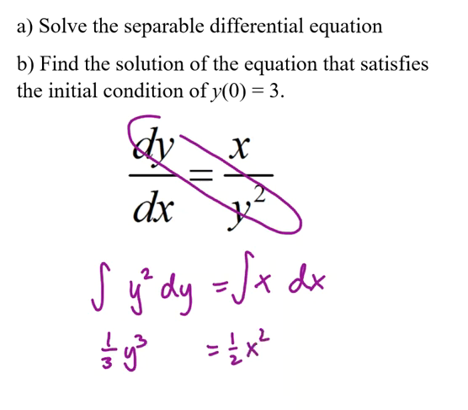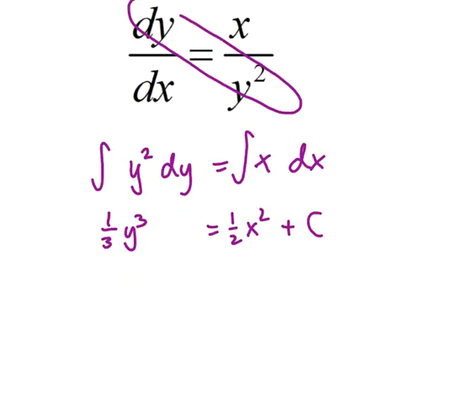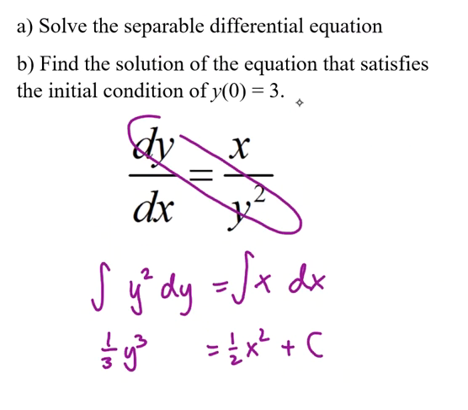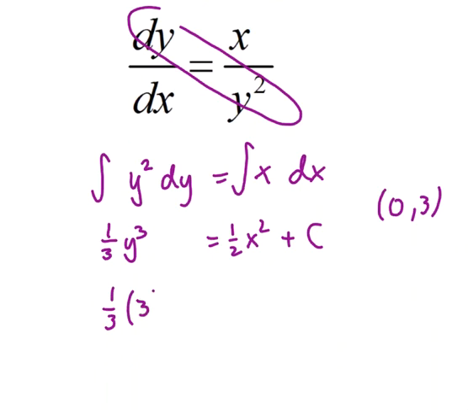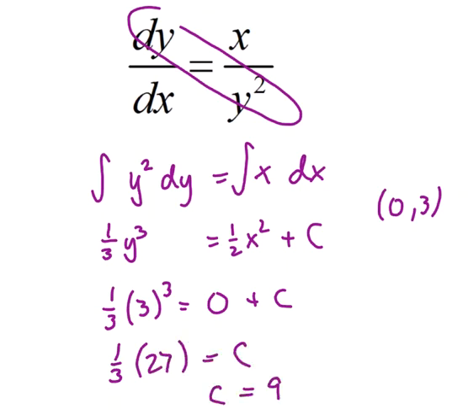Now normally I would have plus c and plus c, another constant, maybe d, on both sides. But those two constants can be combined together, and we'll just write plus c, and I like to put mine with the x's. At this point, sometimes we leave our answer as an implicit curve, and sometimes we solve it. One other thing, part B asked us to use this initial condition. So this is saying that we have the point (0, 3), and I want to find what c is. So I'll have 1/3 times 3 cubed is equal to 0 plus c. So 1/3 times 27 is equal to c, so therefore c is equal to 9.